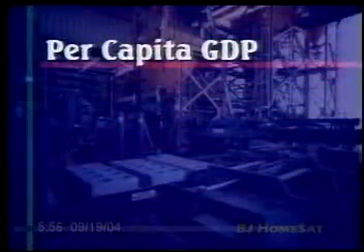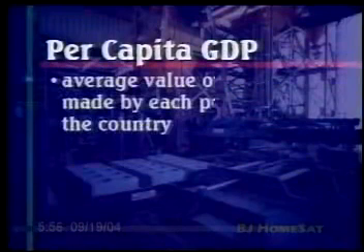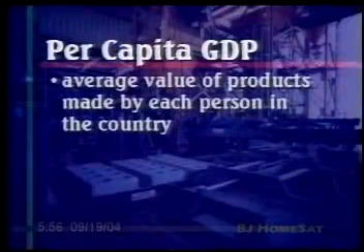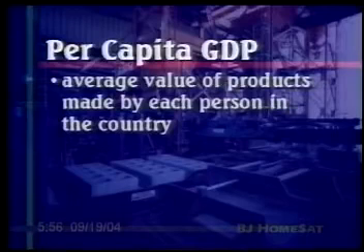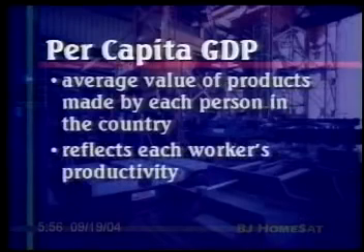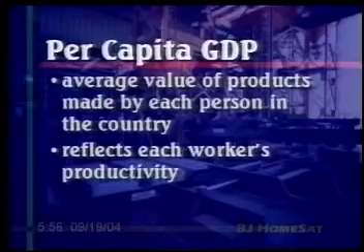So the statisticians, of course, leave it to them, figured up another calculation, and it is the per capita GDP. And this shows us the nation's wealth compared to the population. The per capita GDP, that means per person gross domestic product. This is the average value of products made by each person in the country, and it reflects each worker's productivity on average. So if we saw a number that says the United States is 27,000 something, that doesn't mean that every worker is earning that much money.